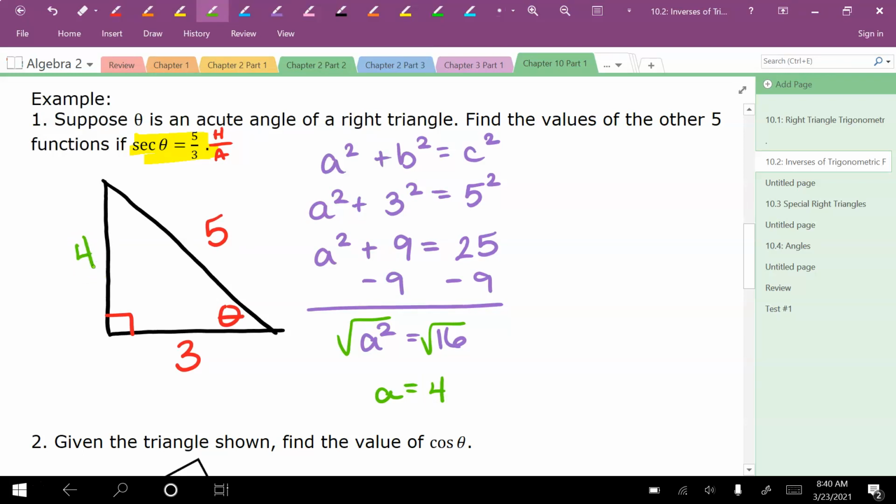So now that I know all three sides of my triangle, I can set up all of my other functions based off of theta, because now I know the opposite length too. So I already had secant provided for me, so I need to find the other 5 functions. So that would be sine, cosine, and tangent.